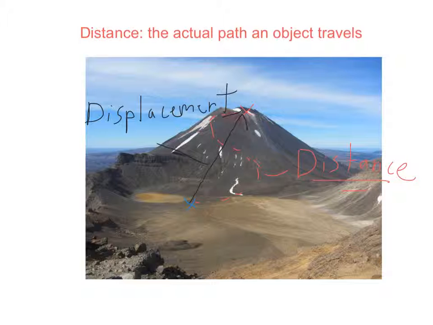Whereas the black arrow is representing Frodo Baggins' displacement, because this is the straight line change in position for Mr. Baggins from the blue X to the red X. So distance versus displacement.